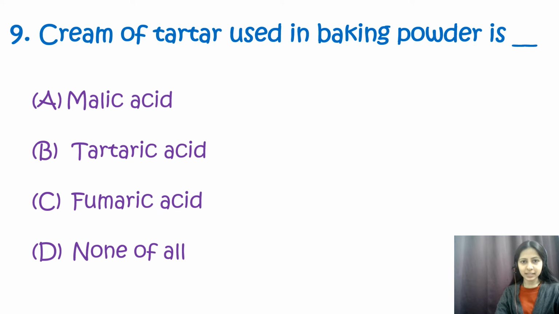Question number 9. Cream of tartar used in baking powder is, options are malic acid, tartaric acid, fumaric acid, and none of the above. So the correct option will be option number B, that is tartaric acid. This tartaric acid acts as a leavening agent in the baking powder.